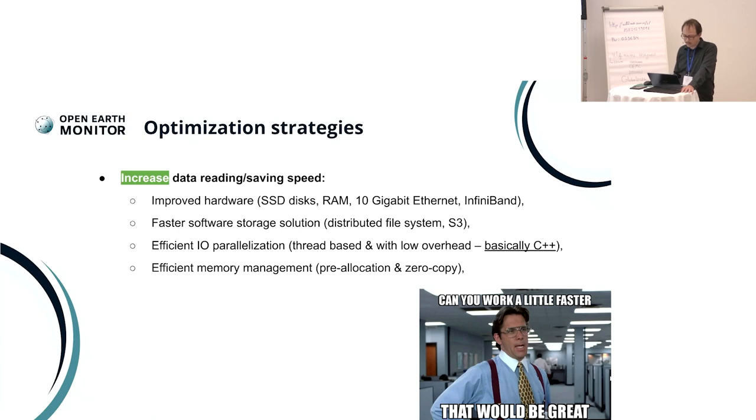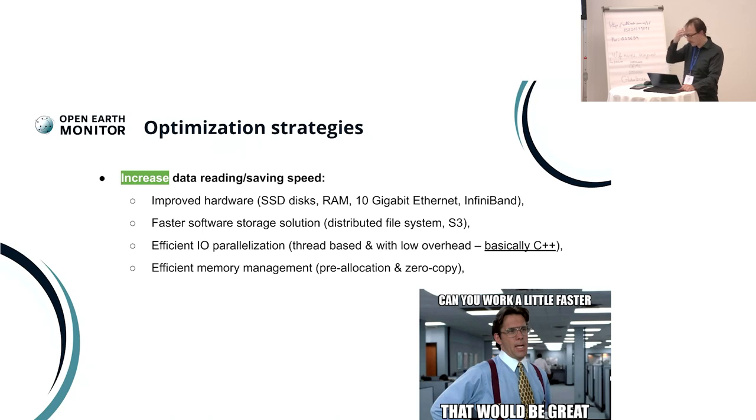You now have plenty of solutions to do that, like Ceph. We at OpenGeoHub particularly use CoEDFS. If the data is in the cloud, of course, you can rely on an S3 service such as AWS or Google Cloud Storage. So there are some options. And on the software side, of course, you can have a more efficient I/O prioritization.